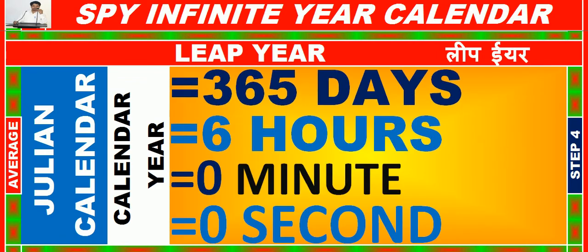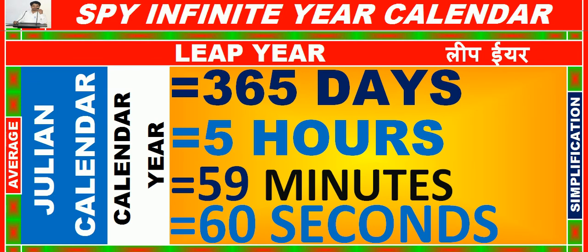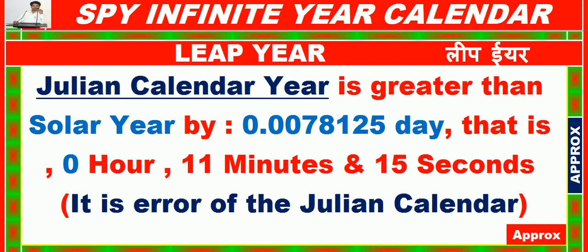Average Julian calendar year is equal to 365 days, 6 hours, 0 minutes, and 0 seconds. For simplicity of calculating the error, it is equal to 365 days, 5 hours, 59 minutes, and 60 seconds. Julian calendar year is greater than solar year by 0.0078125 day, that is, 0 hours, 11 minutes and 15 seconds. It is the error of the Julian calendar.